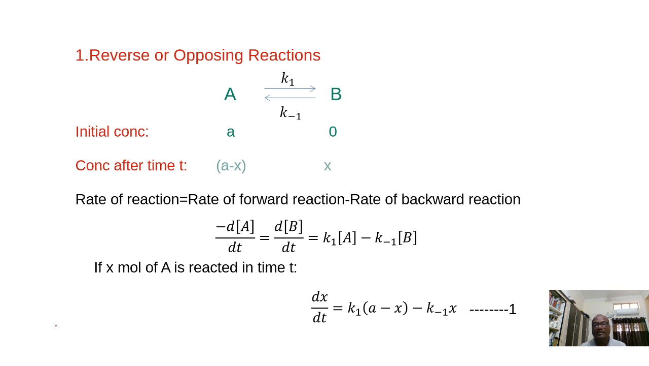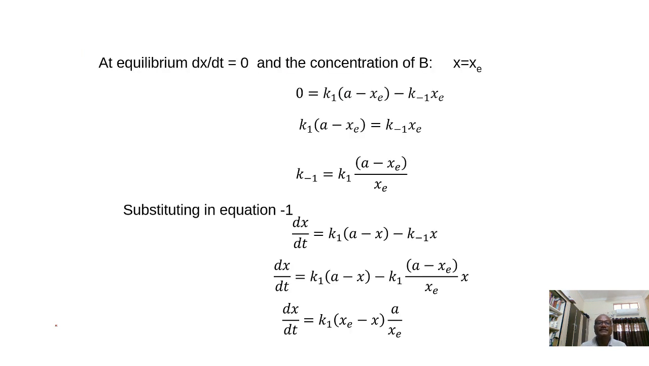Okay, here we express K1 and K minus 1, that is, we calculate K1 and K minus 1 in terms of equilibrium concentrations. Let's see the details. At equilibrium, the net rate becomes equal to 0. Why? Because the rate of the forward reaction is exactly equal to the rate of the backward reaction. That's why the net rate becomes 0.